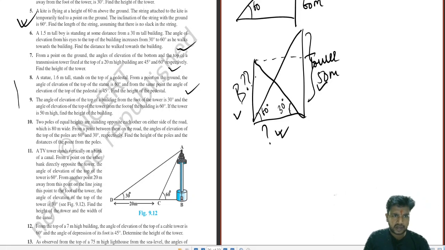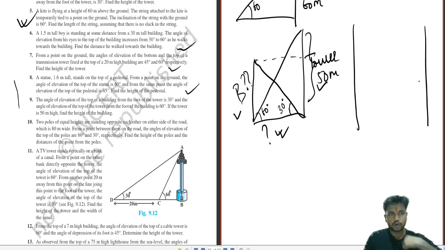Two poles of equal heights are standing opposite to each other on either side of the road, which is 80 meters wide. From a point between them on the road, the angles of elevation of the tops of the poles are 60 degrees and 30 degrees. Find the height of the poles and the distance of the point from the poles. Okay, so this is a pole. Both have the same height. It is given. This is 80 meters wide.